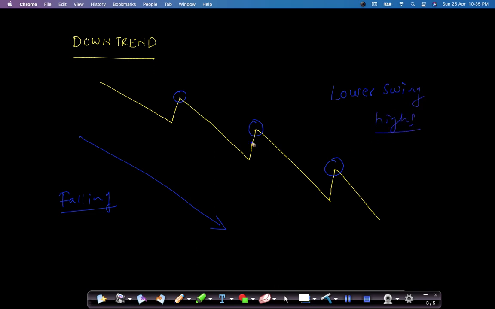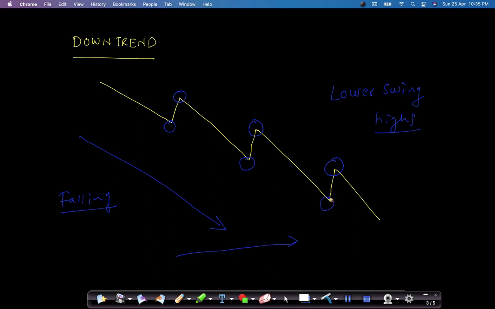So when the market is making lower swing highs and lower swing lows, so this is a low, this is a low, this is a new low, because we are moving in this direction, right? This is the direction of movement. So that's why this is a new price.